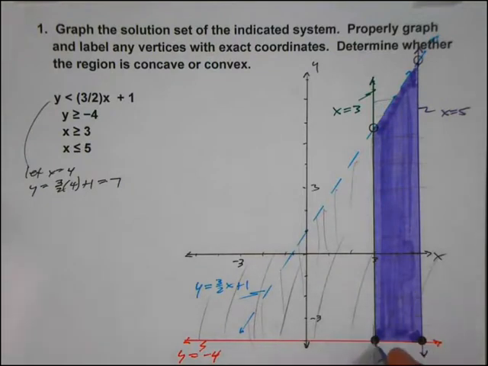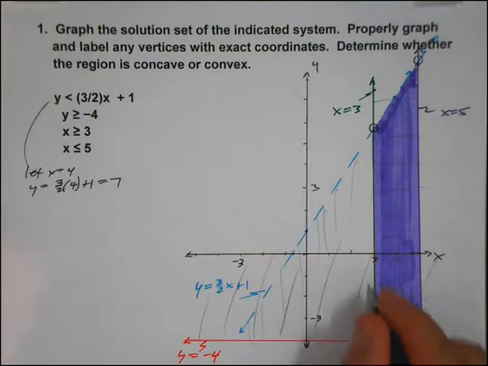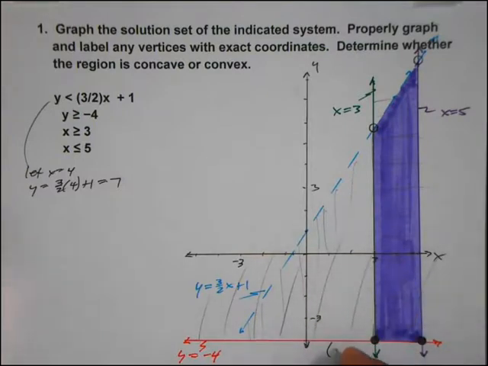This point here, this one's the intersection of y equals -4 and x equals 3. Alright, not too complicated there. This must be the point then, (3, -4). How about this point? Intersection of x equals 5 and y equals -4. Okay, so clearly this is the point (5, -4).